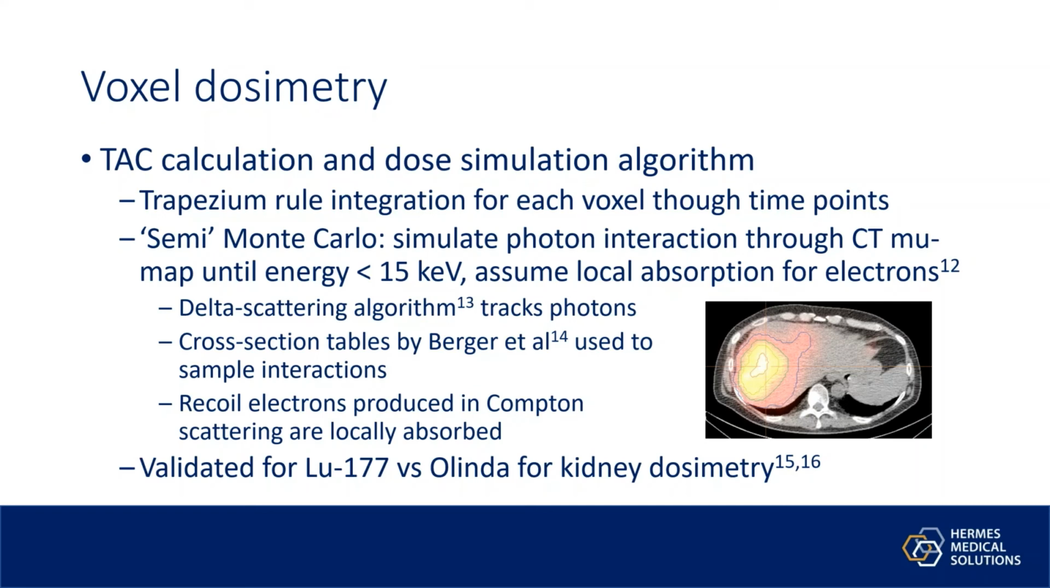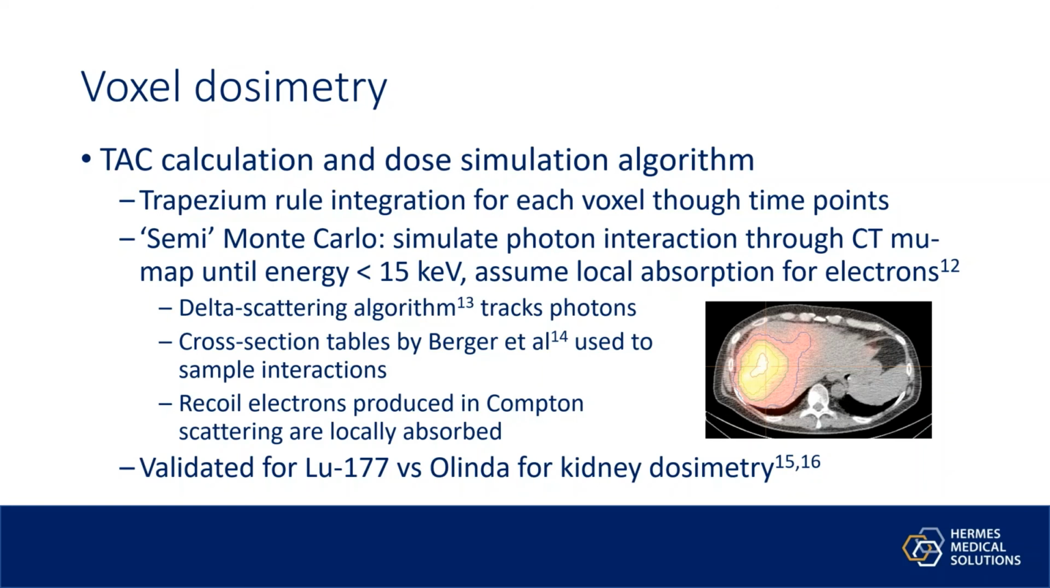That simulation, the interactions with the CT are sampled from the cross-section tables in this reference. So please check there if you'd like to know more. And again, the algorithm is described more in reference 13 if you'd like to see that. For electrons, we assume a local absorption. So that's just a multiplying factor for the electrons. So we assume they do not travel out of the voxel that they were detected in. That assumption has been rigorously tested.